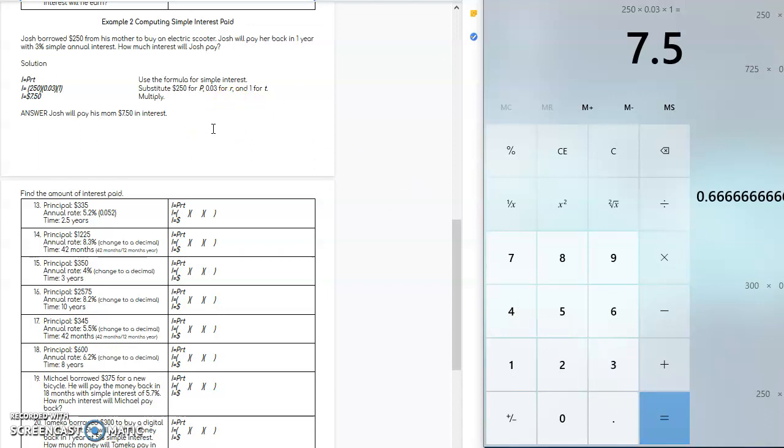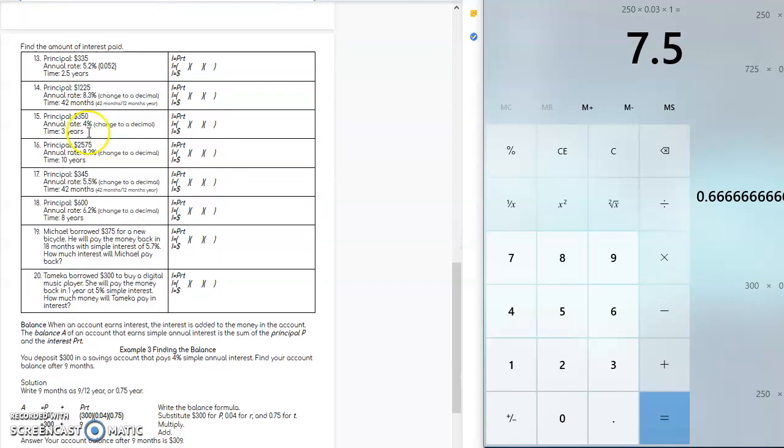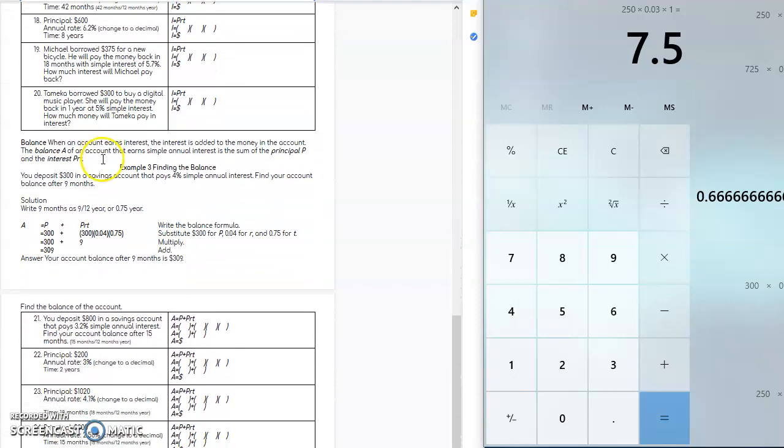So Josh has to pay his mom back $250, but in addition to that, $7.50 in interest for borrowing that money for a year. So it's not a lot. It's a mom rate, I would call it, but at least she's teaching Josh that he has to pay interest back on any money that he borrows. So you're going to use that exact same equation to compute simple interest paid for 13 through 20.